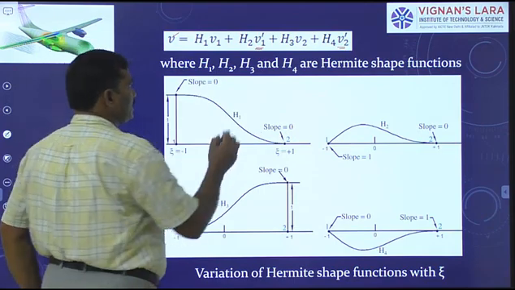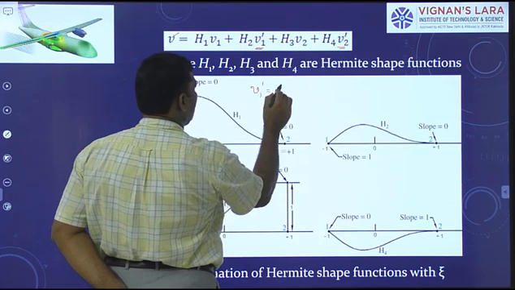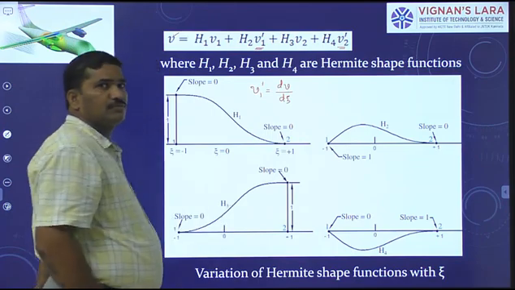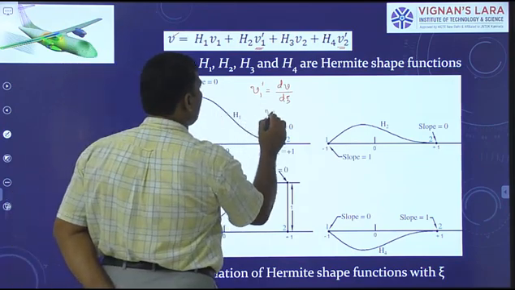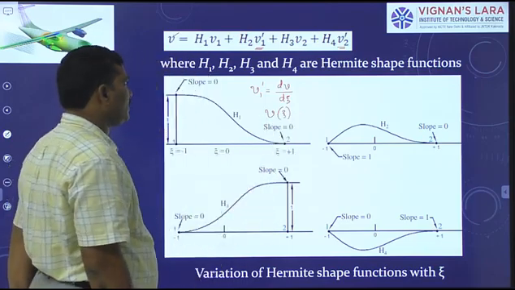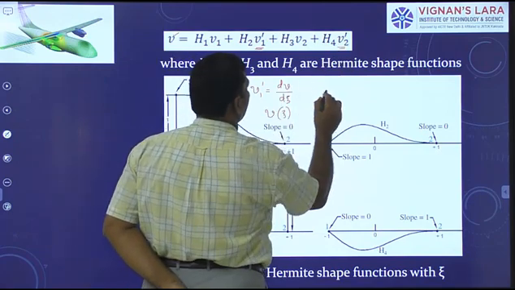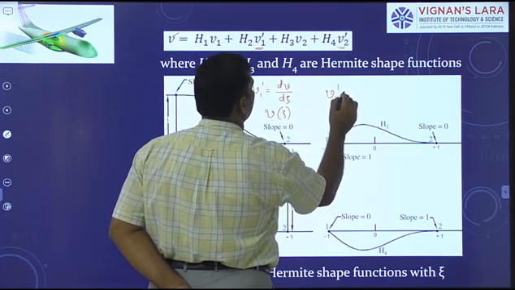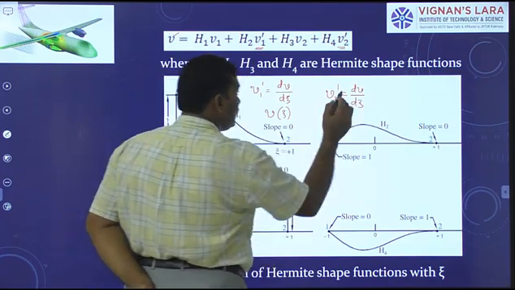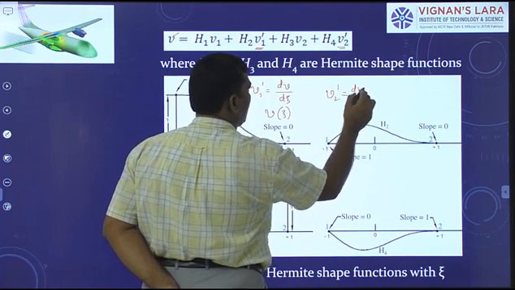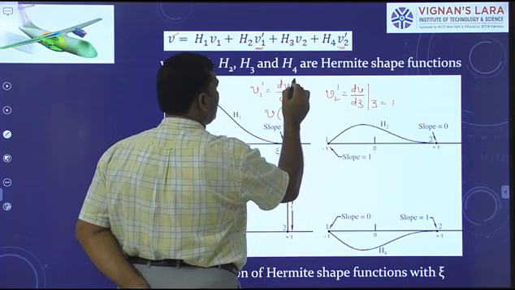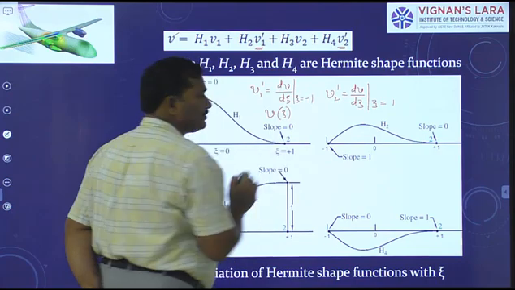What is V1 dash? Here V1 dash is dV by dJ, because V is a function of variable J. Now, V2 dash is dV by dJ. Right? Here, V2 dash is dV by dJ at J equal to plus 1, and V1 dash is dV by dJ at J equal to minus 1.